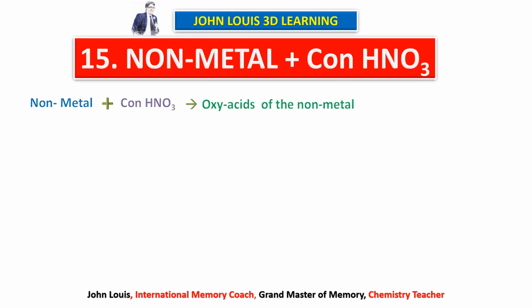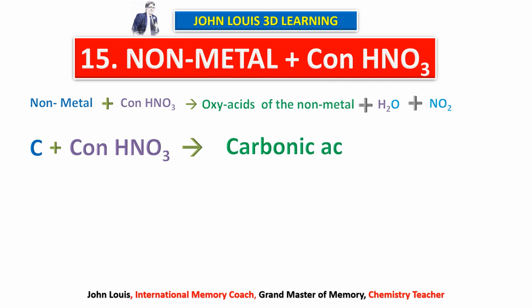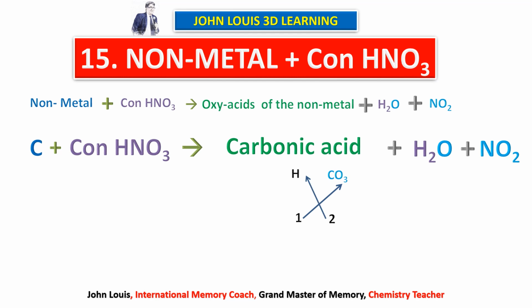Non-metal plus concentrated nitric acid gives oxy acid of the non-metal plus water plus nitrogen dioxide. Let's take carbon here, plus concentrated nitric acid. What is the oxy acid of carbon? Carbonic acid. We already know it very well. Plus water plus nitrogen dioxide. What's the formula of carbonic acid? Hydrogen carbonate. Valency of hydrogen 1, carbonate 2. If you interchange, you will get H2CO3.